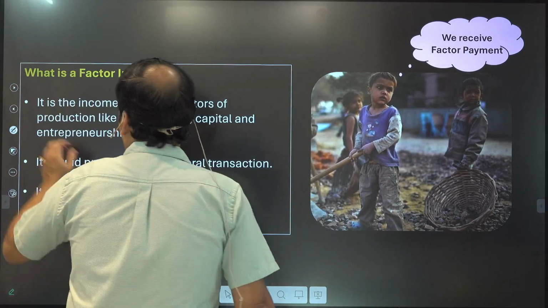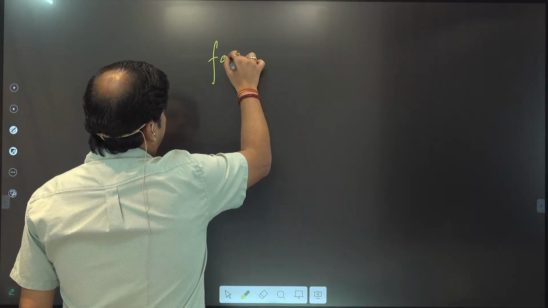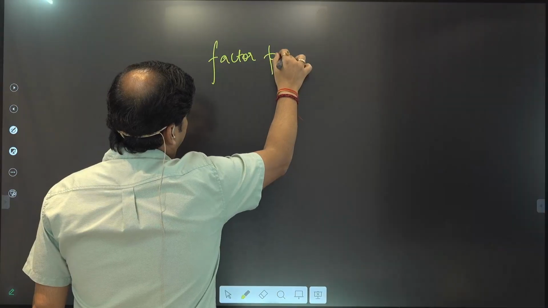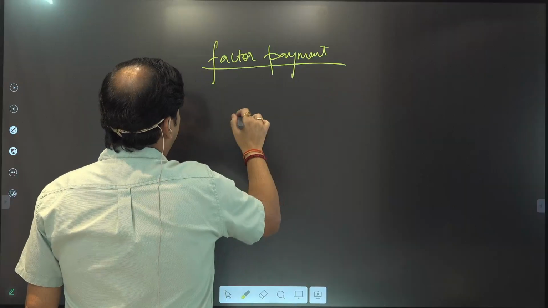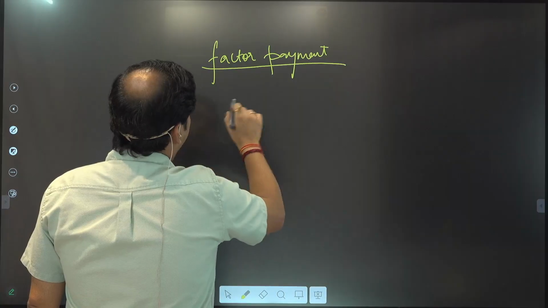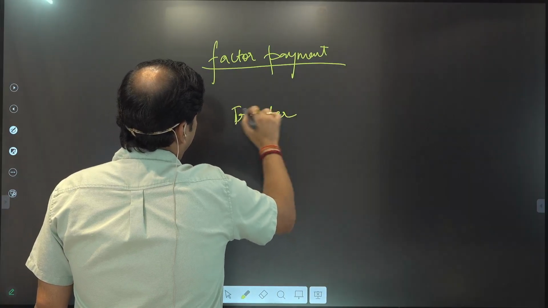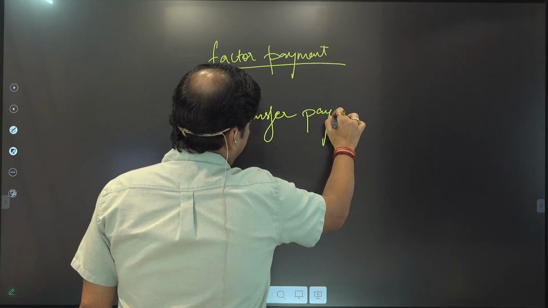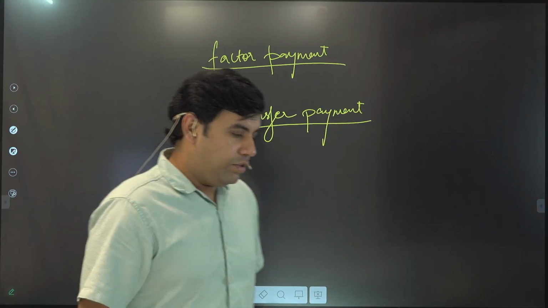Now come two different things, factor payment and transfer payment. Yesterday I gave you the idea about factor payment, and transfer payment.